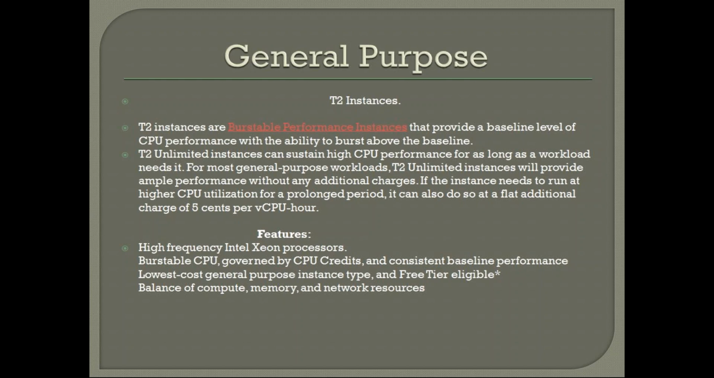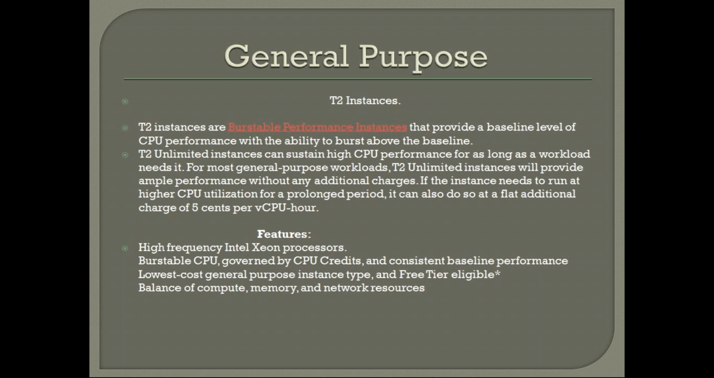Only the charges that are billed by AWS apply. If the instance needs to run at higher CPU utilization for a prolonged period, it can also do that at a flat additional charge of 5 cents per vCPU hour. That is 5 cents per vCPU, which is a single core, per hour.